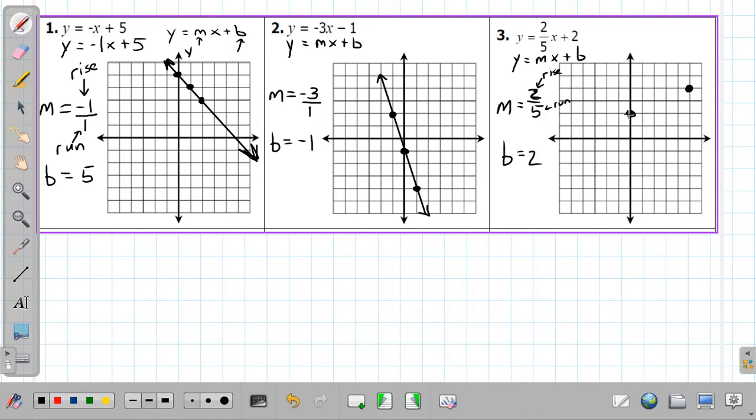We could do it the other way. We could go down 2 and to the left 5. 1, 2, 3, 4, 5. Regardless which way you go, it should still all be on the same line.